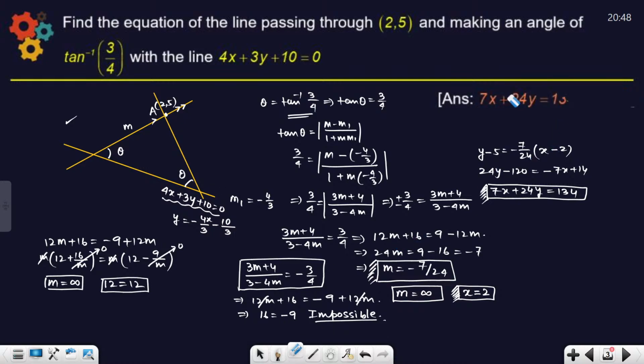Okay, so this is our answer which we got. Let us move to the next problem.